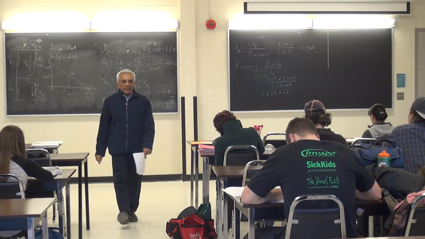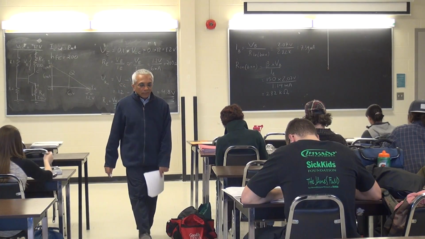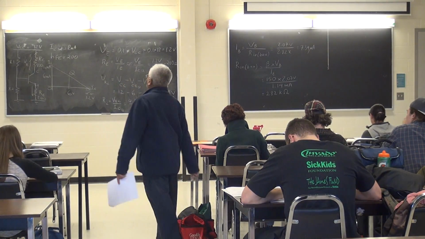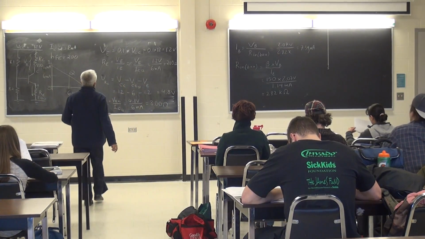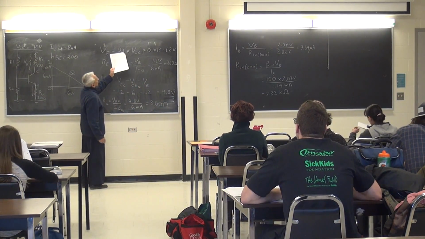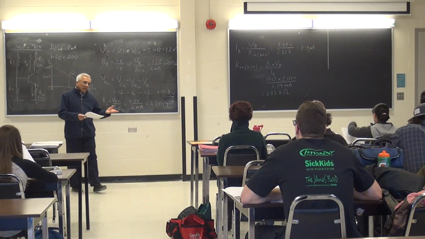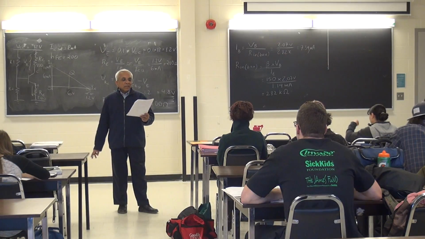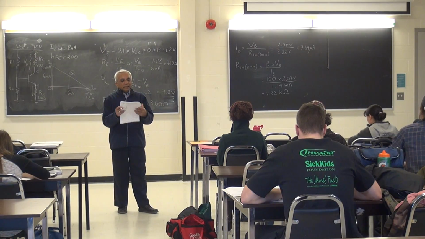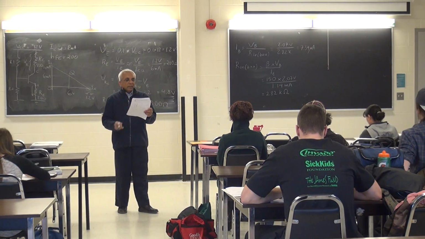I found RE 200, I found RC 800. How did I find them? I started out with a rule of thumb. Make VE 1/10 of VCC. If I don't do that, I've got 4 unknowns. Okay? So I have to start somewhere. Okay, so that's that.